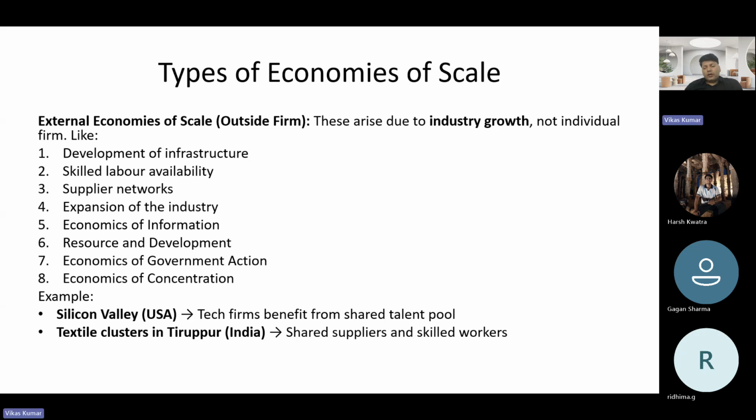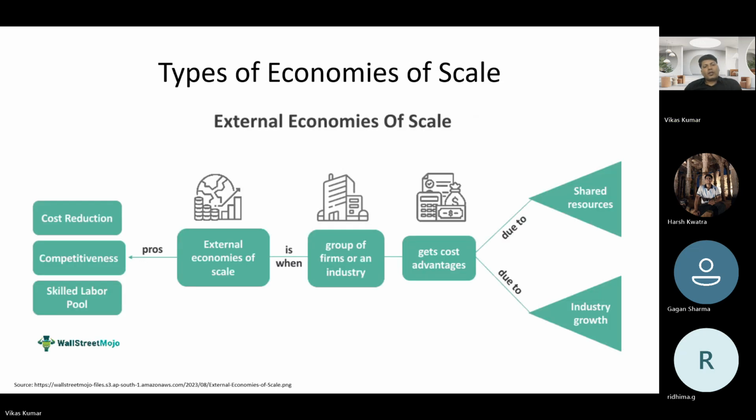So all these factors are with respect to the external economy of scale, and these are outside factors. They are not directly controlled within by a firm, but these can all be linked to government policies or to a particular industry. Okay, in a nutshell, if I sum up external economy of scale, this picture explained it very well. External economy of scale is when a group of firms or an industry gets the cost advantage, and because of that they have shared resources, and because of that the industry grows.